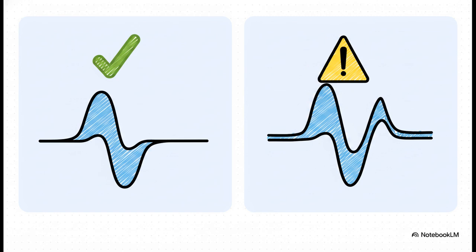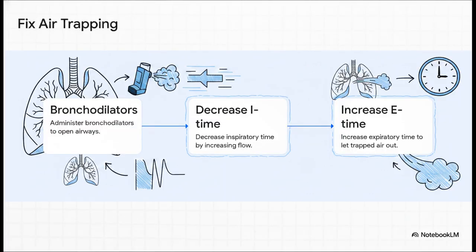The flow completely fails to reach the baseline. The machine is essentially shoving more air in before the previous breath is completely emptied out. We typically see this trapping in patients with severe obstructive airway diseases. Think emphysema, COPD, or asthma. So how do we apprehend this culprit?